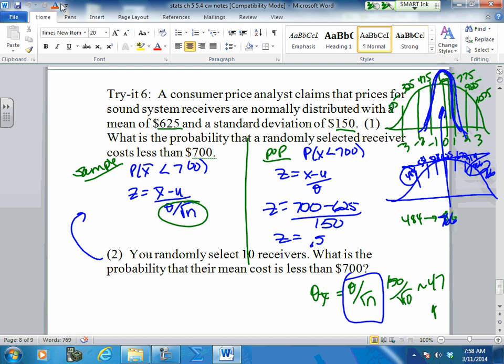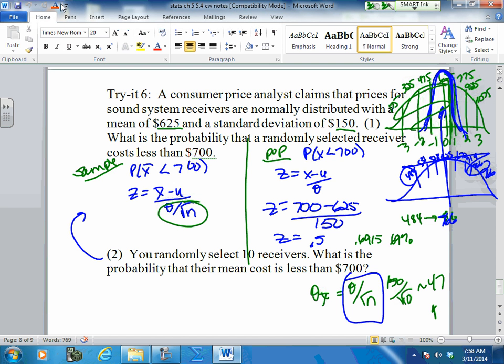So here's your 0.5 in green, right in here. You want all of this, the area to the left, slightly larger than 50%. You look it up in your chart, and you get 0.6915. So there's about a 69% chance that a receiver taken from your population is going to cost less than 700. And that sounds normal, doesn't it? Because your average is 625, and you're a little bit above your average.